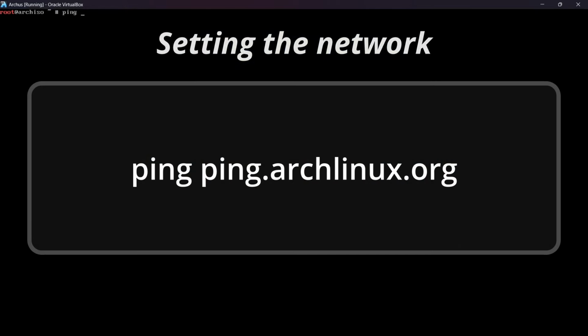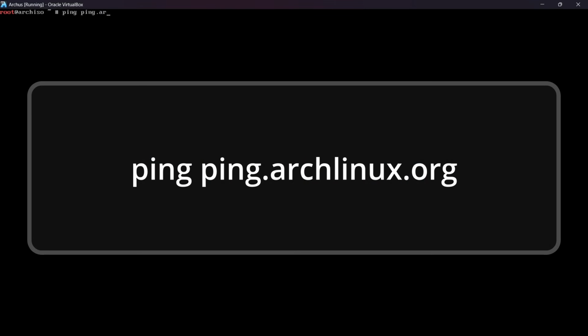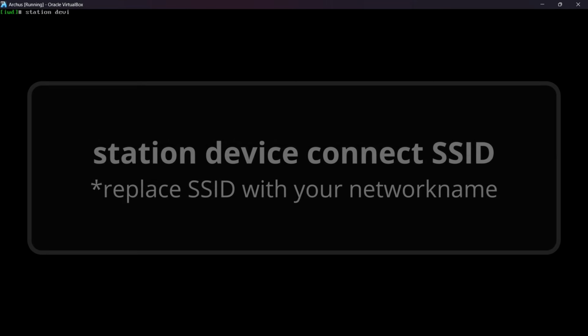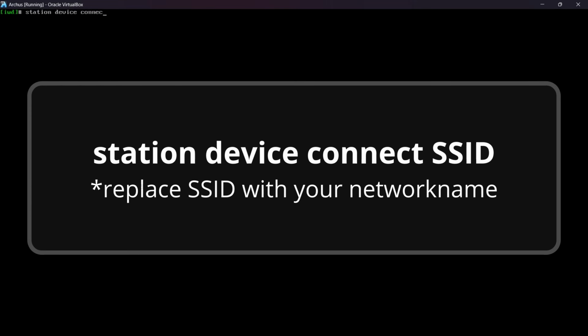First, we want to ping to check if we are connected to the internet. If not, we might connect using iwctl. We want to do station device scan to list the surrounding networks. After that, we want to type station device connect SSID. After that, you can just type exit.